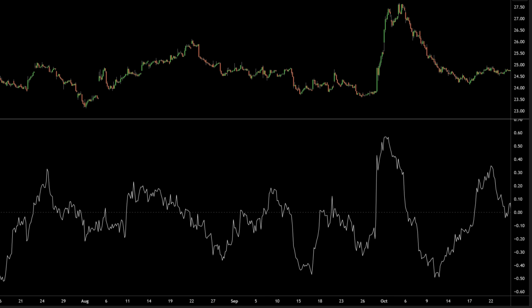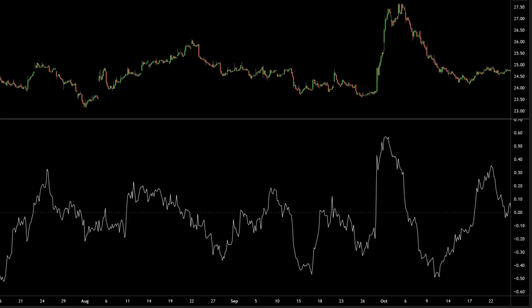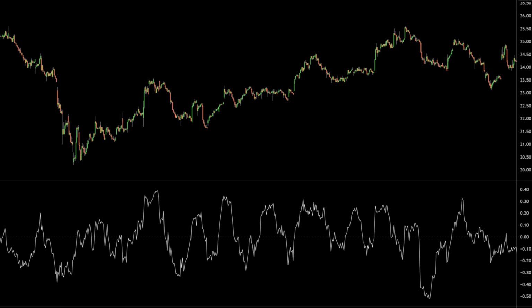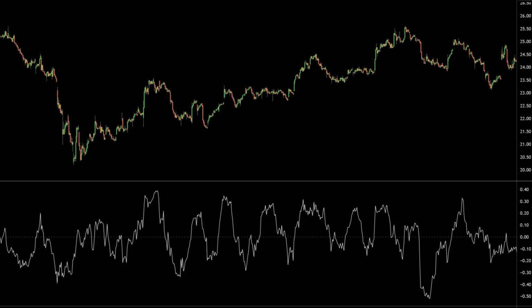And we can look for extremes. Readings above 0.4 or below minus 0.4 are pretty rare, and they can usually indicate unusually strong and potentially unsustainable buying or selling pressure. So let's look for some extremes. If we're looking at readings above or below plus or minus 0.3, 0.4, that can indicate unusually strong buying and selling pressure, and it may be unsustainable, and we may be looking at a reversal.